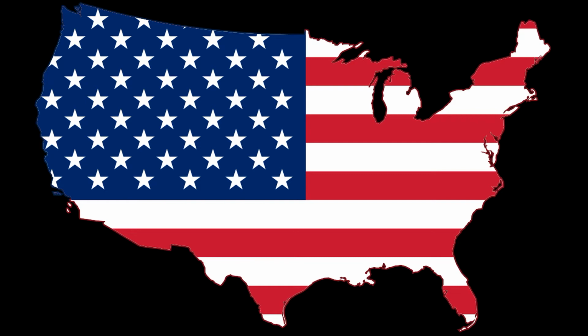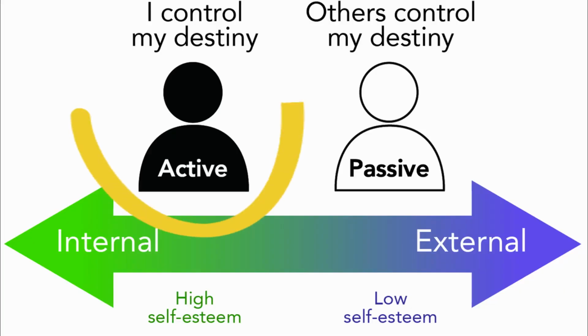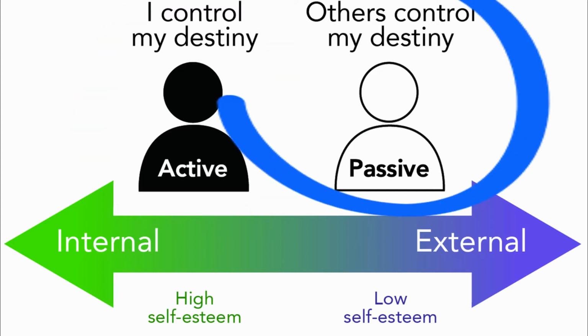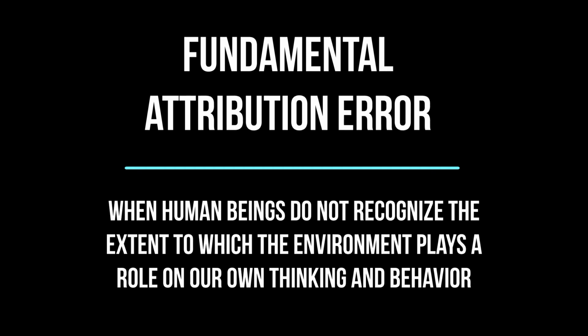In the United States, most Americans think that their cognition and behavior is the result of our own thoughts and feelings. We believe that we have control over what we do, even if we're part of a group. If we're trying to understand human behavior, though, oftentimes an environment or situation influences us to an extent that we're not even aware of. When human beings do not recognize the extent to which the environment plays a role on our own thinking and behavior, this is known as the fundamental attribution error.